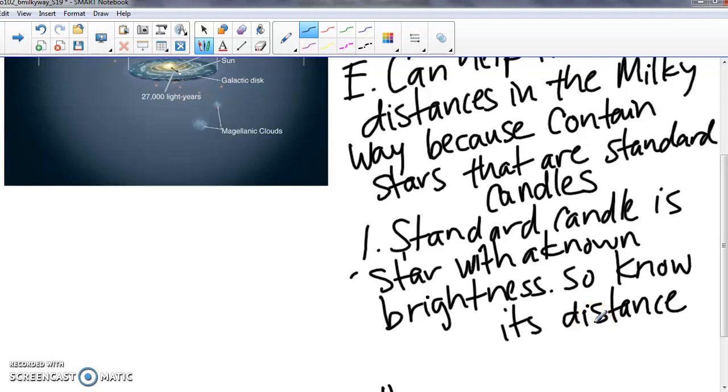That goes back to talking about the HR diagram and what we know about luminosities, and I just sort of want you to get the main idea. If it's a standard candle, it's easy to find distance. These globular clusters have standard candles, so we can map them. We can figure out their distances.